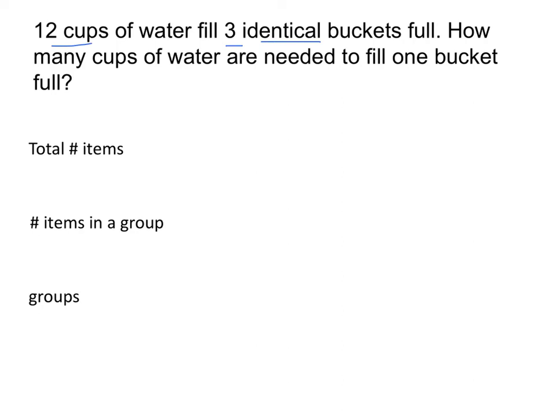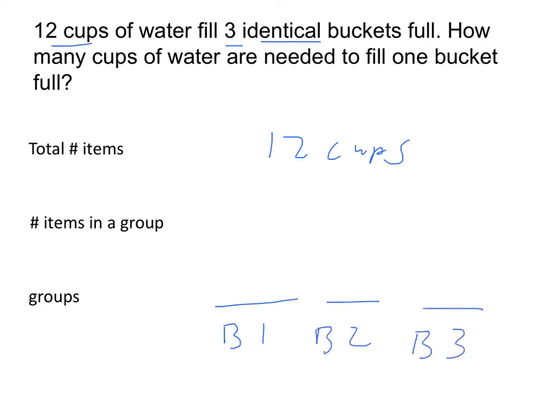That's very important. So in our picture at our top here, we can think of each cup of water as an item. So we've got 12 cups. And then we can think of a bucket as a group. So here's bucket 1, and here's bucket 2, and here's bucket 3. And we don't know how many cups are going to go in each bucket, so we're going to draw an arrow there, question mark, beside all of these arrows.